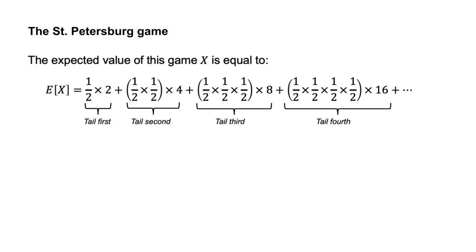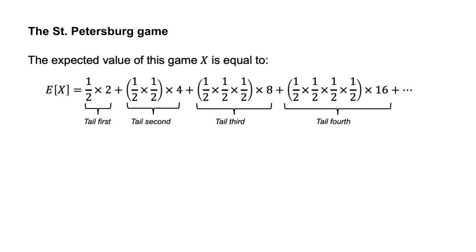The expected value of this game is equal to the sum of the following series. The expected value of x equals 1/2 times 2, plus 1/2 times 1/2 times 4, plus 1/2 times 1/2 times 1/2 times 8, plus 1/2 times 1/2 times 1/2 times 1/2 times 16, and so on.